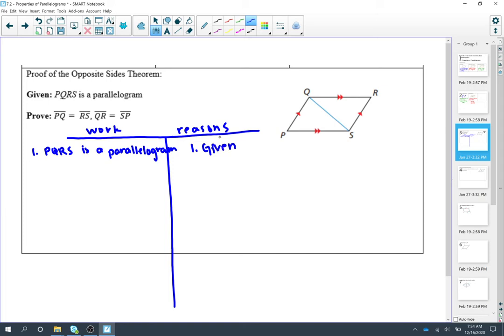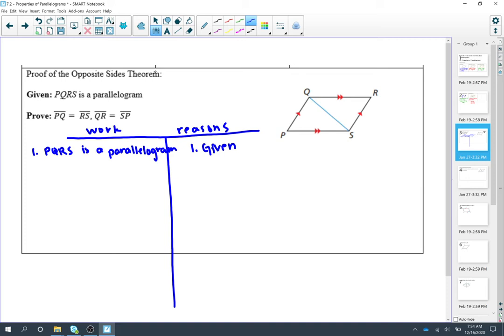Now, if we know it's a parallelogram and we look at our figure over here, we know that QR is parallel to PS, and we know that QP is parallel to RS. So they're never going to touch. So we have parallel lines. We are trying to prove that not only are they parallel, but that they're also congruent, so that down the road we can just use the opposite sides theorem in our proof, and we don't have to go about proving it.